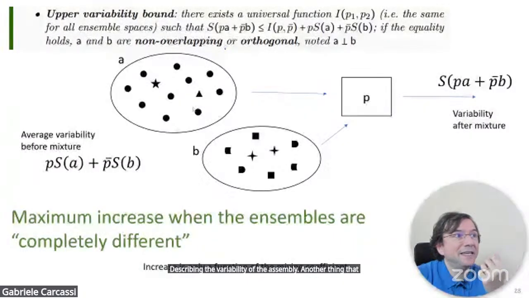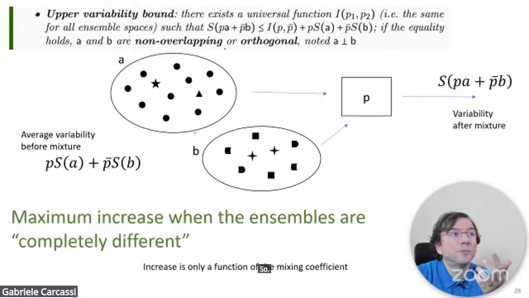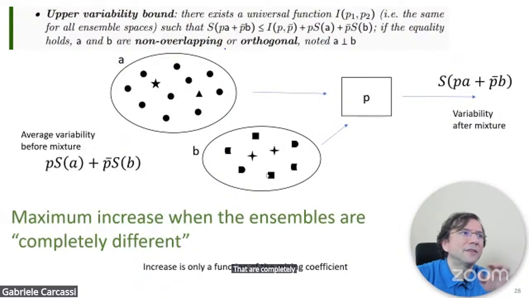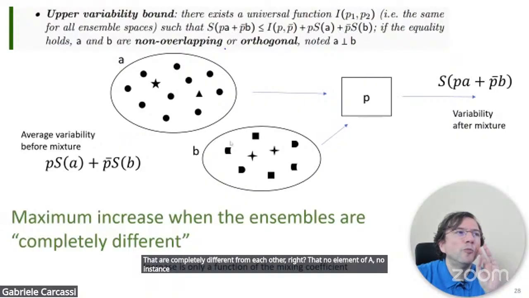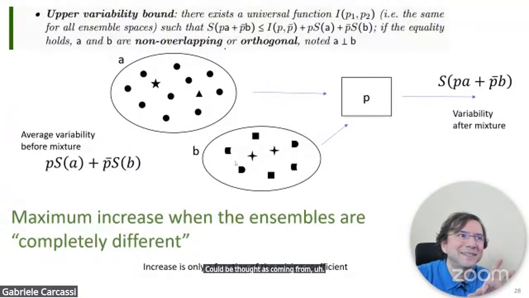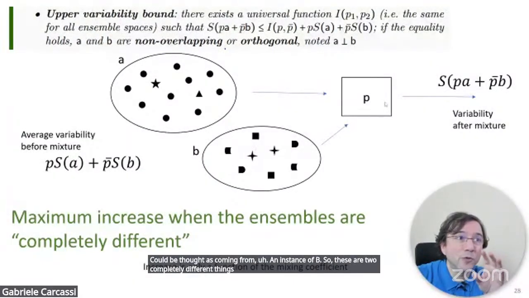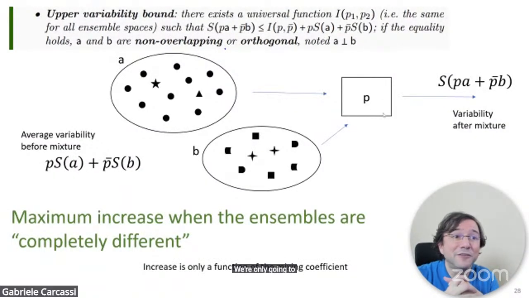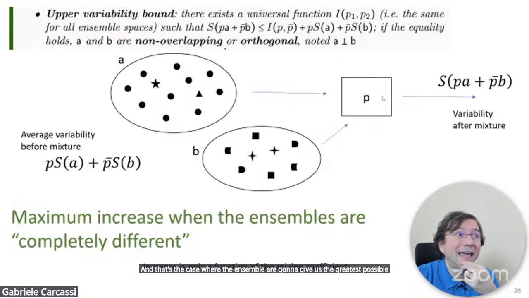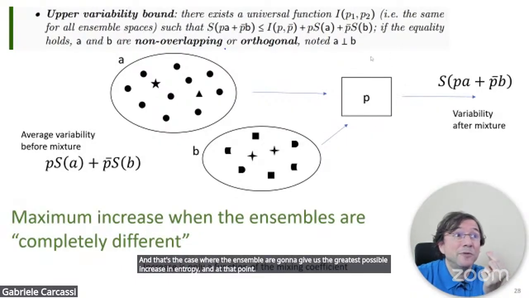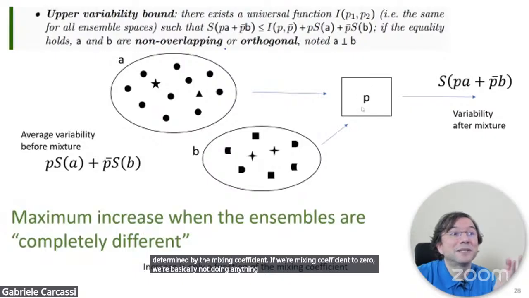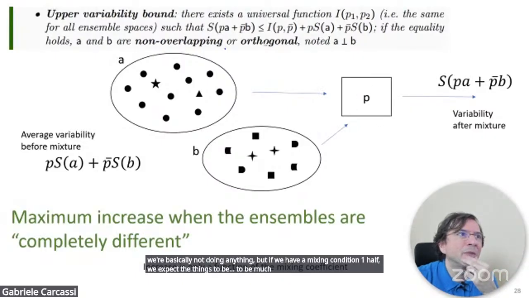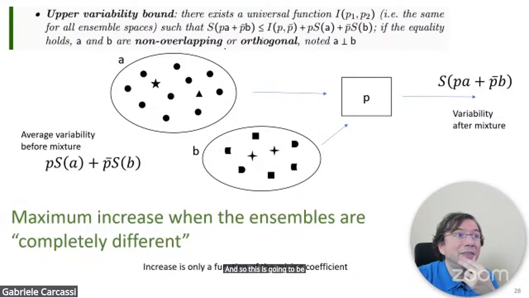Another thing that we can justify is that there is going to be an upper variability bound. So suppose that the maximum increase in variability is going to be when we're mixing two things that are completely different from each other, right? That no instance of A could be thought of as coming from an instance of B. So these are two completely different things, such that when we mix them, we're only going to mix things that are completely different from each other. And that's the case where the ensembles are going to give us the greatest possible increase in entropy. And at that point, the increase in entropy is fully determined by the mixing coefficient. If the mixing coefficient is 0, we're basically not doing anything. But if we have a mixing coefficient of 1/2, we expect the increase to be much greater. And so this is the fact that we have an upper variability bound.